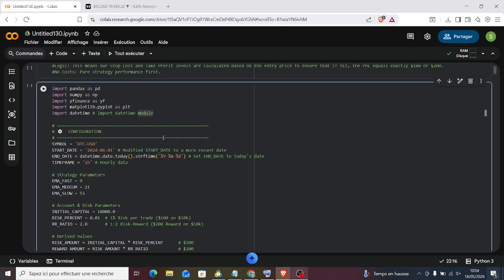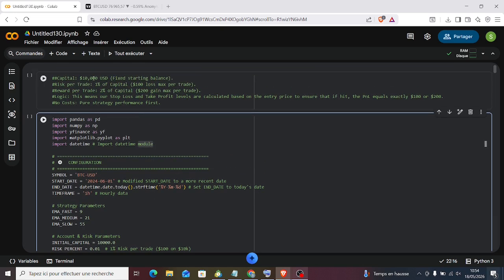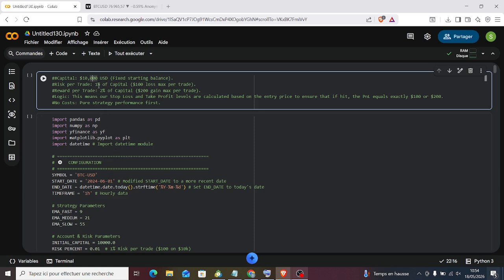This is the plan. We are going to start with a fixed capital of 10,000 USD. We will risk 1% per trade, which equals a maximum loss of $100 per position, and we will aim for $200 profit. So our risk-reward ratio is 1 to 2. The logic is simple. Our stop loss and take profit are calculated directly from the entry price to ensure that if the stop loss is hit, the P&L equals exactly minus $100, and if the take profit is hit, the P&L equals plus $200. As I said, no costs.